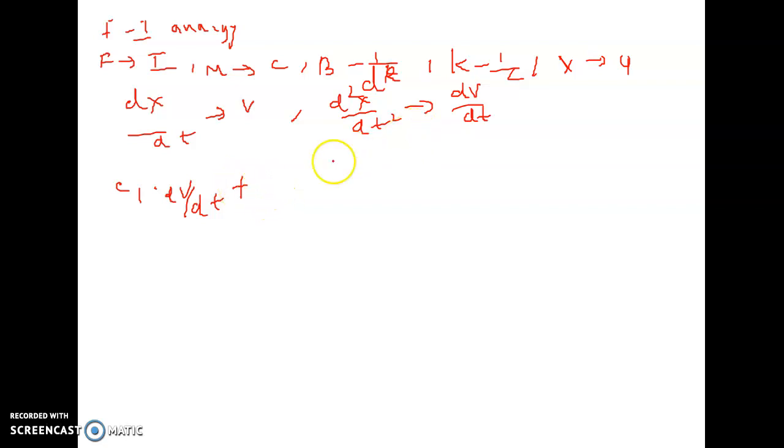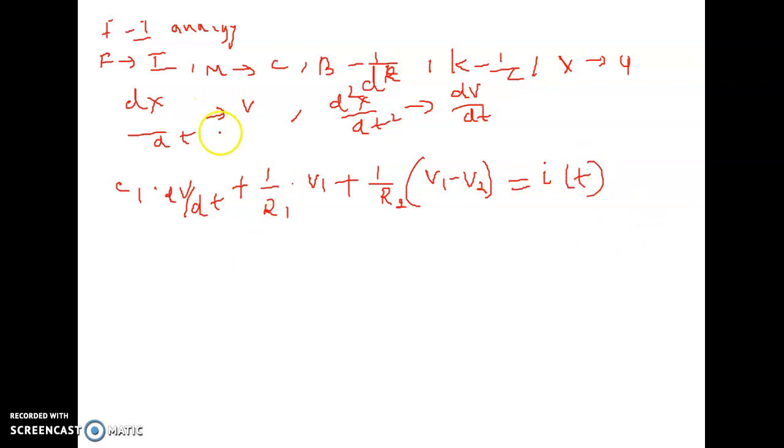b1 is nothing but 1 by r. So here I have to write 1 by r1 into dx1 by dt, that is v1, plus we have b2. b2 is nothing but again 1 by r2 into dx1 by dt minus dx2 by dt, that is v1 minus v2, is equal to f of t. f of t is equal to I of t here. So that is the expression in FI analogy.